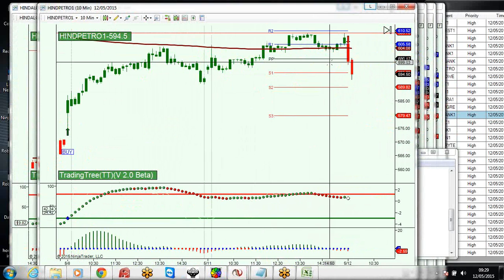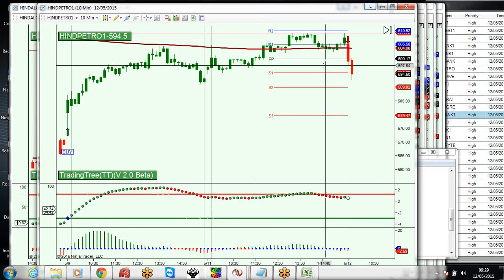And that's in Petro. 597 is the short, 597.80. Now it is at 594.50.